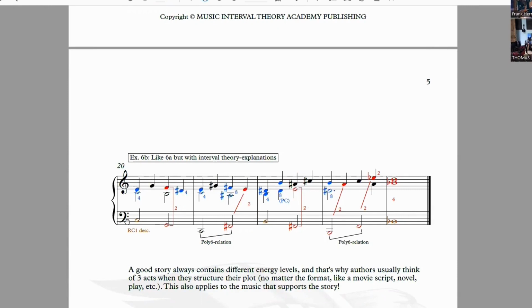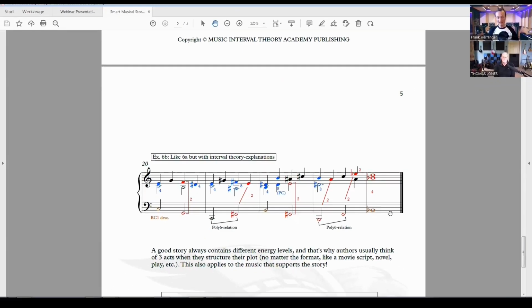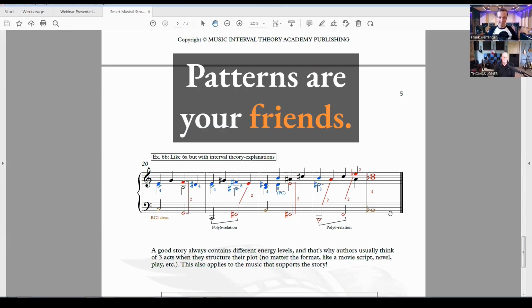A funny pattern that you might have spotted already is in the bass right here. And that's, again, a chromatic line. So the C goes down to the B, goes down to the B flat, and we could have continued this whole thing. And this is brilliant because the takeaway here from this example is patterns are your friends.